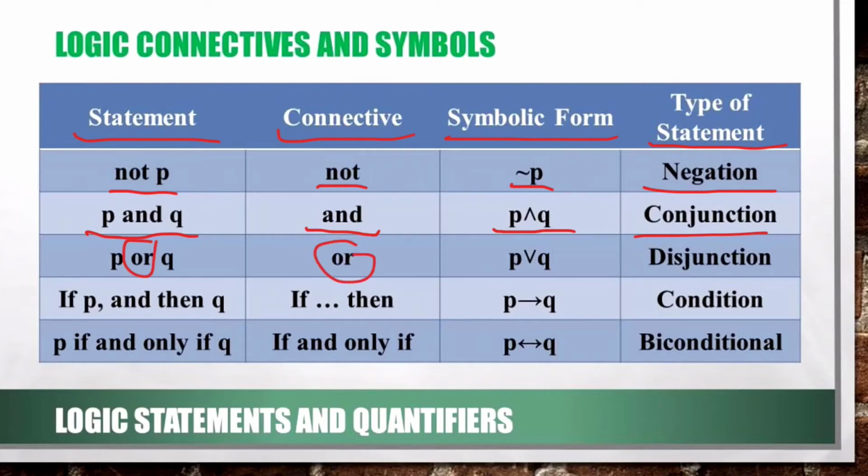And then P, down arrowhead, Q. So, that is for the symbolic form, and that is for disjunction. So, if P then Q, the connective used is if-then. Take note of the signs used. We have here two statements, statement P, if, and then statement Q. So, that is for conditional.